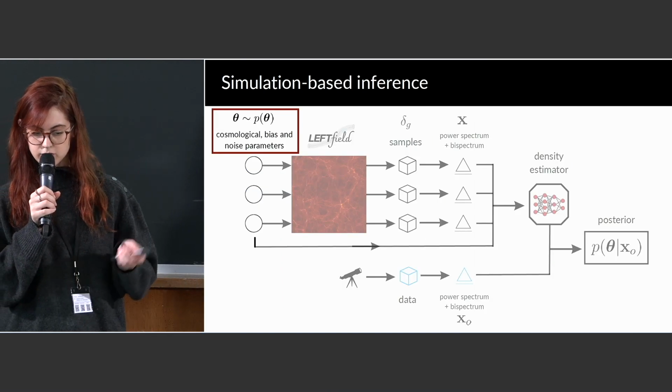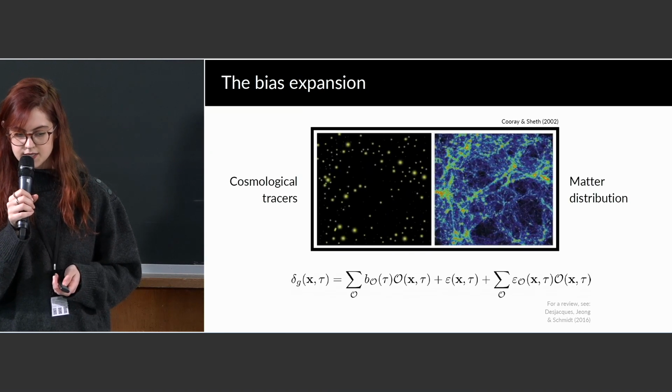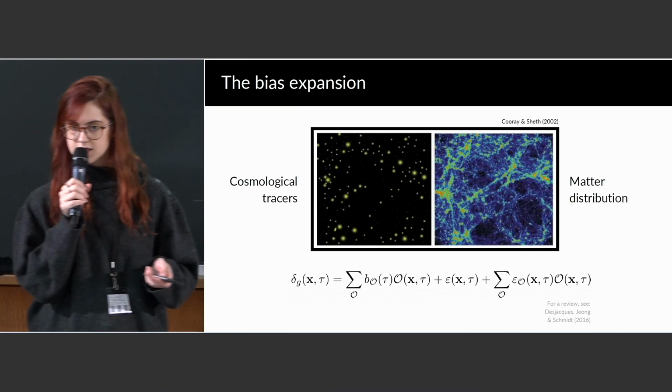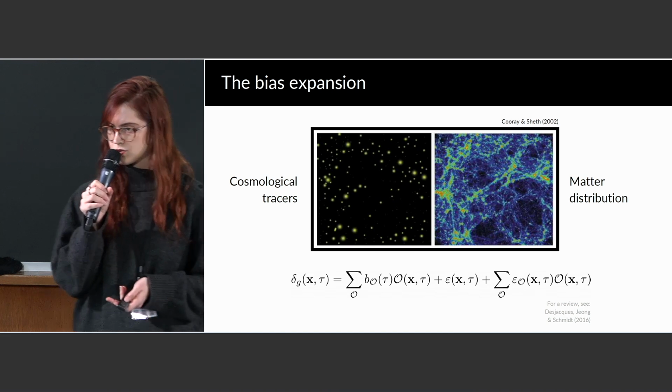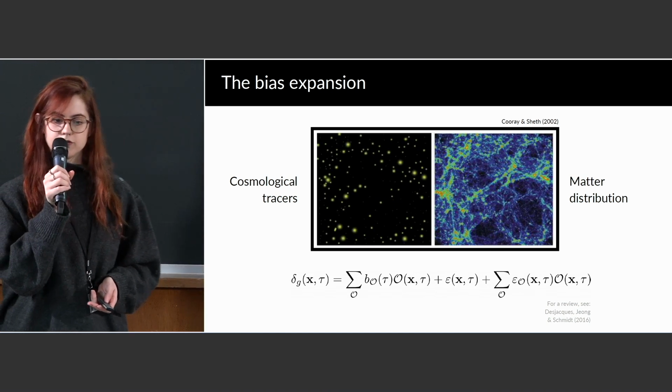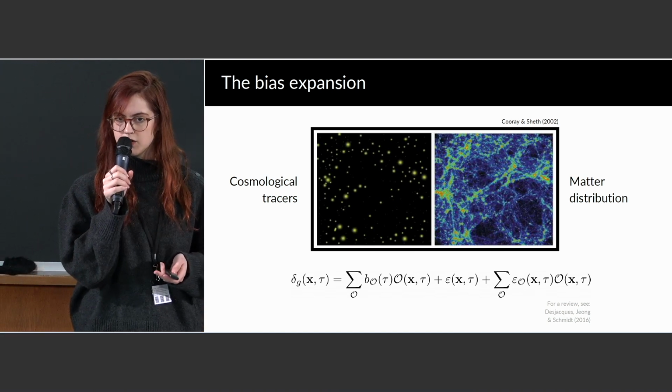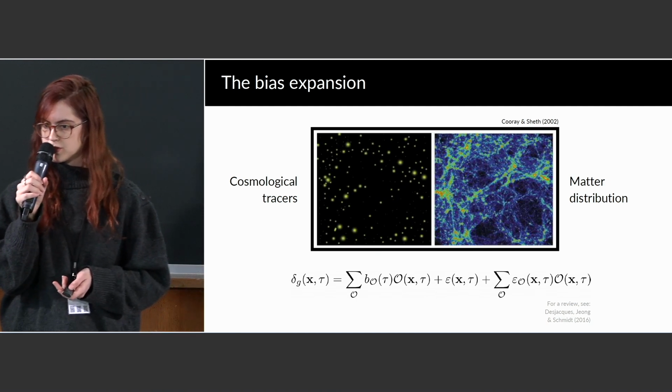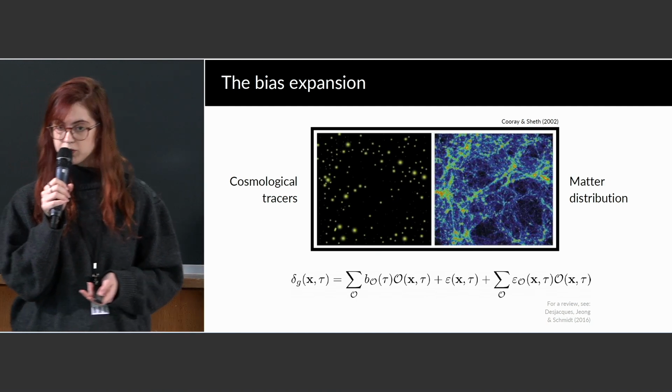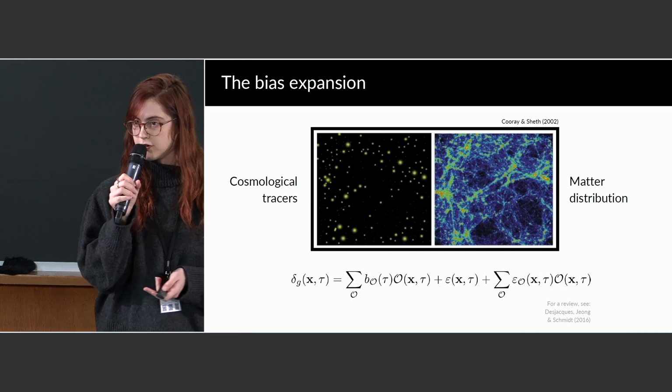And the cosmological, bias and noise parameters: the idea is that we only observe galaxies in the sky, so we have to make a connection to the cosmological parameters. And for that, we have to marginalize over the bias and noise parameters as well. And this is known to be a very robust galaxy-matter connection on the very large scales.